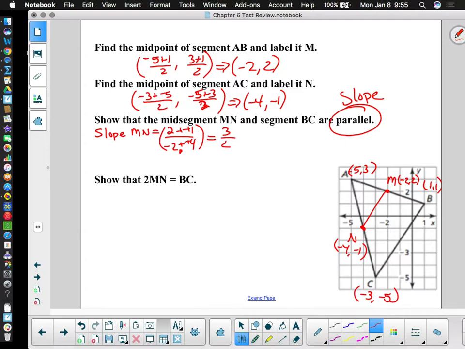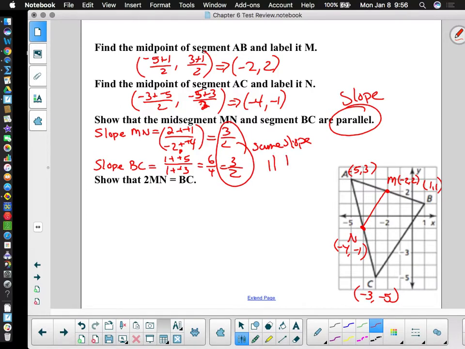Then we find the slope of BC. Slope of BC, (1 - -5)/(1 - -3). Minus minus becomes plus plus, so that's 6/4, which reduces to 3/2. So we have the same slope. So parallel lines.